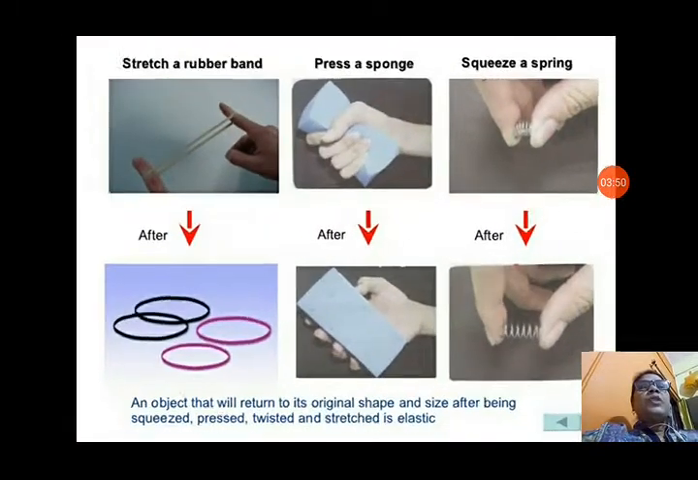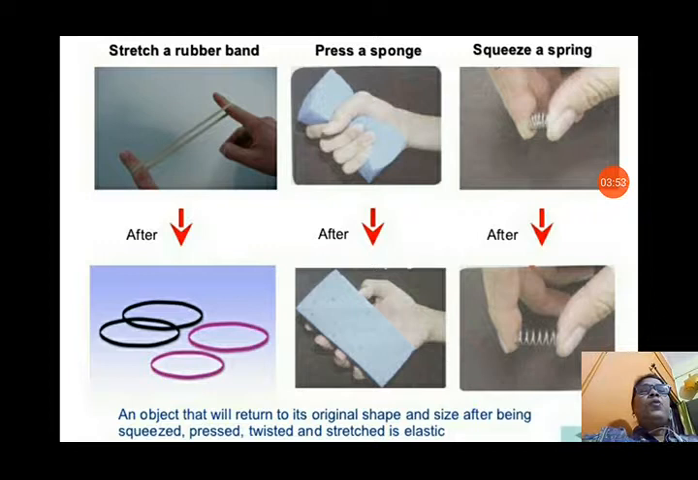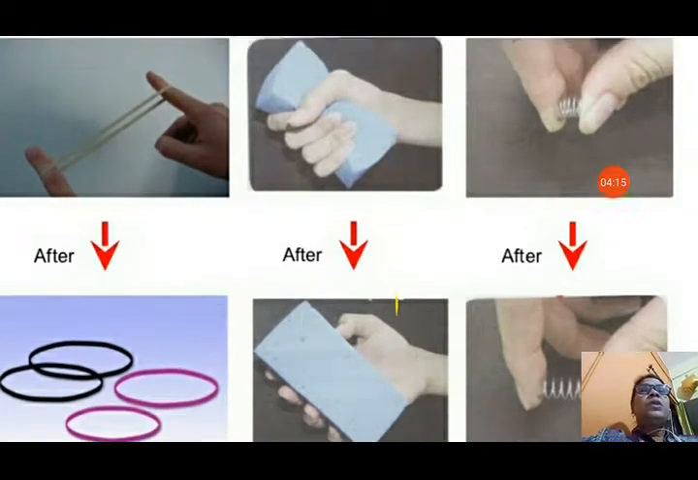You can see in this picture a stretched rubber band before and after. A sponge is pressed, and after releasing the pressure, it comes back to its original shape. A squeezed spring comes back to its original shape after releasing the pressure. So an object that returns to its original shape and size after being squeezed, pressed, twisted or stretched is elastic. These types of objects are known as elastic objects. You can see these objects.